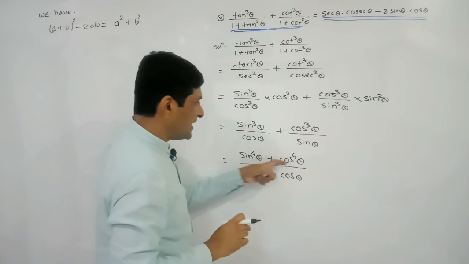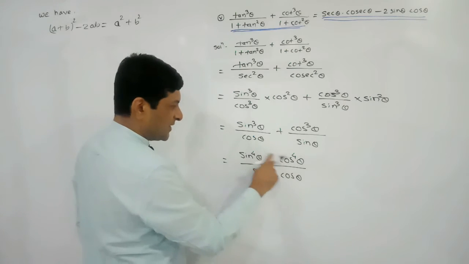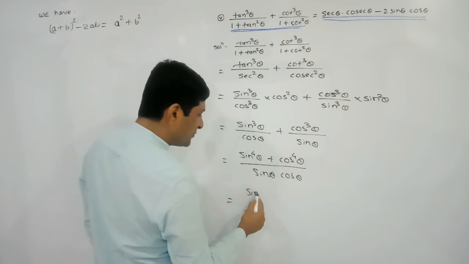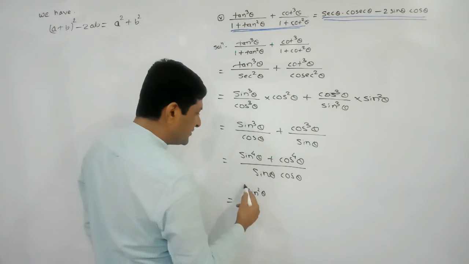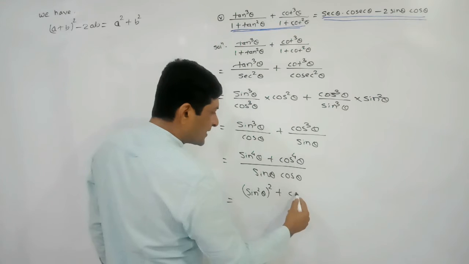Now we are trying to arrange this term in the form of a square plus b square. Already plus is there. Now this sine theta raised to power 4, can I write it as sine square theta whole raised to power 2, and cos theta raised to power 4 can be written as what?